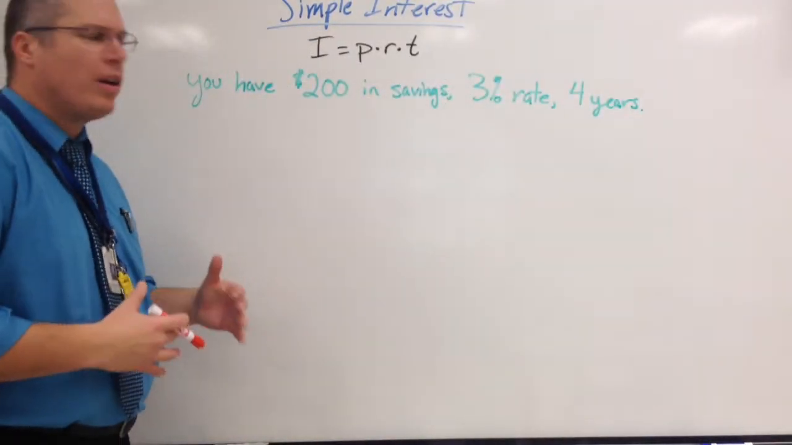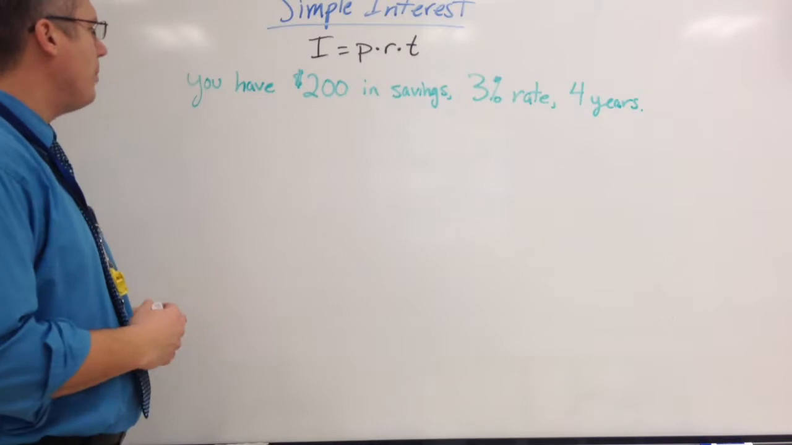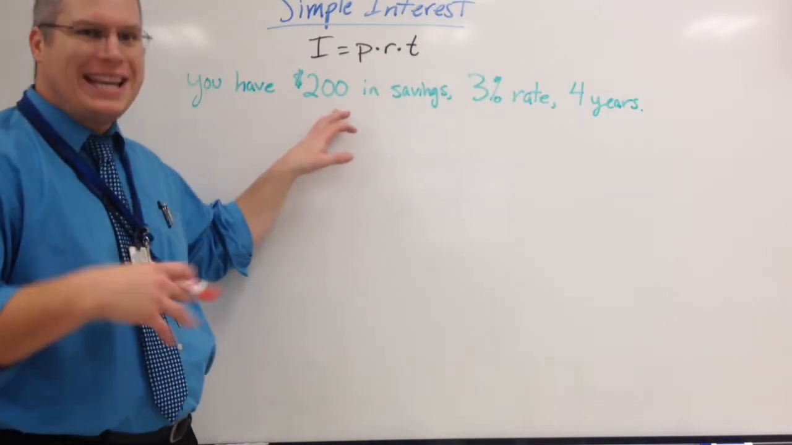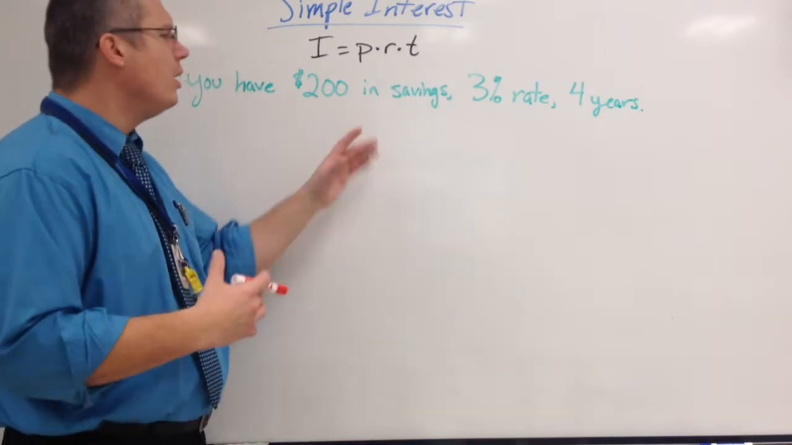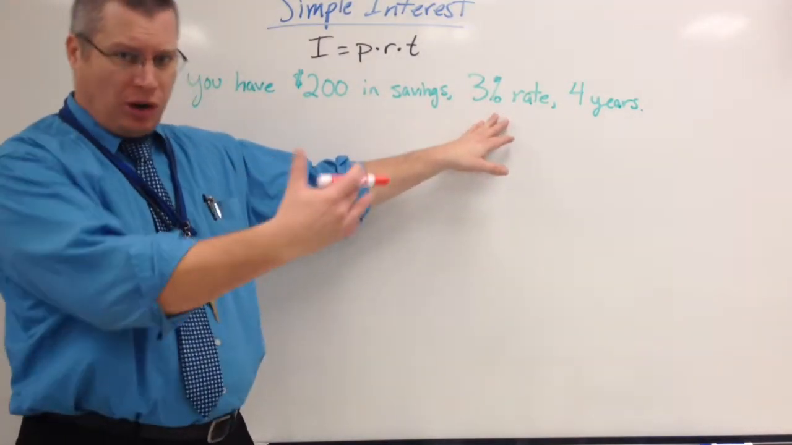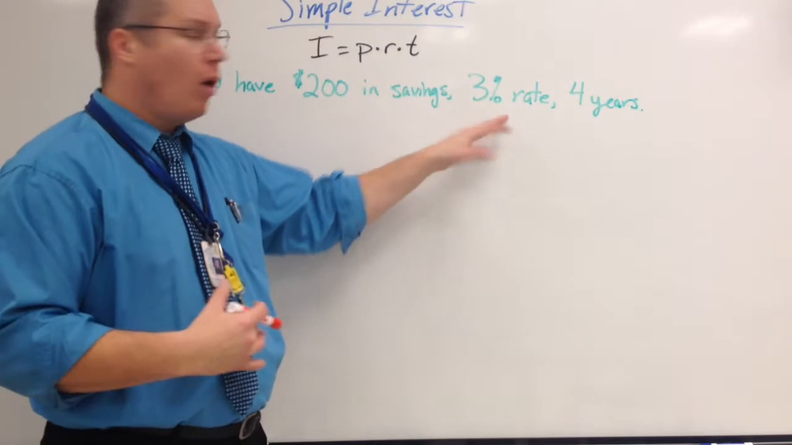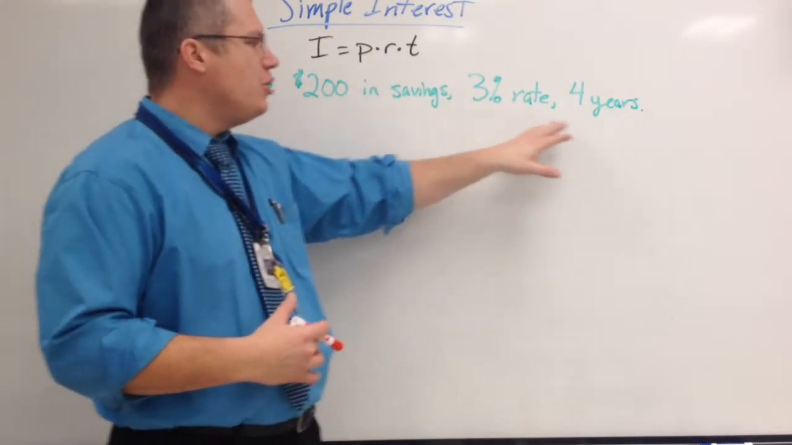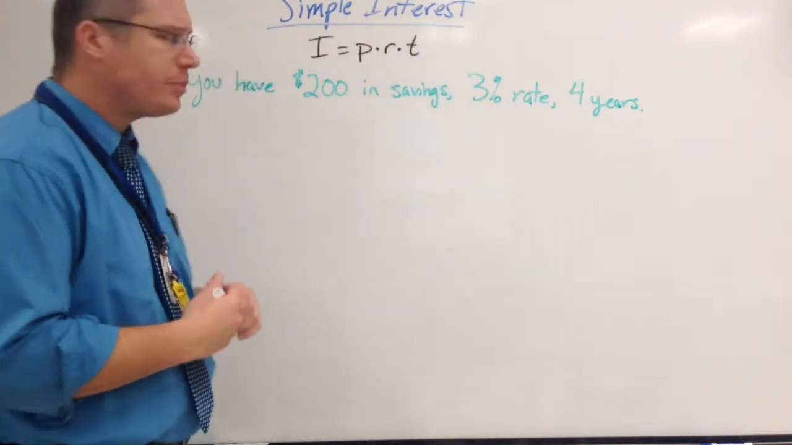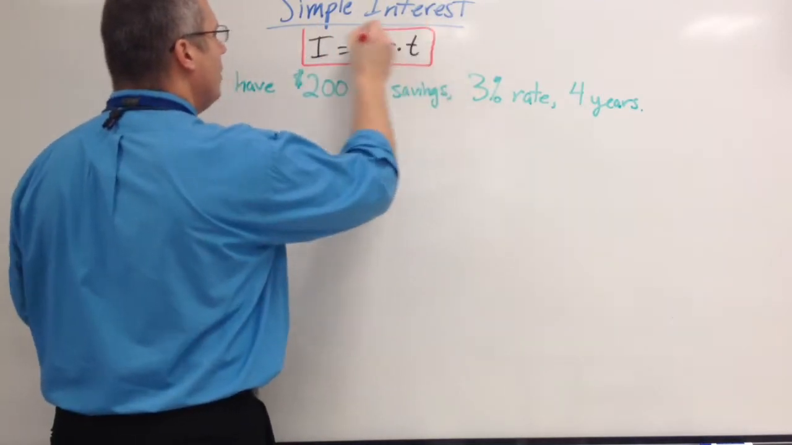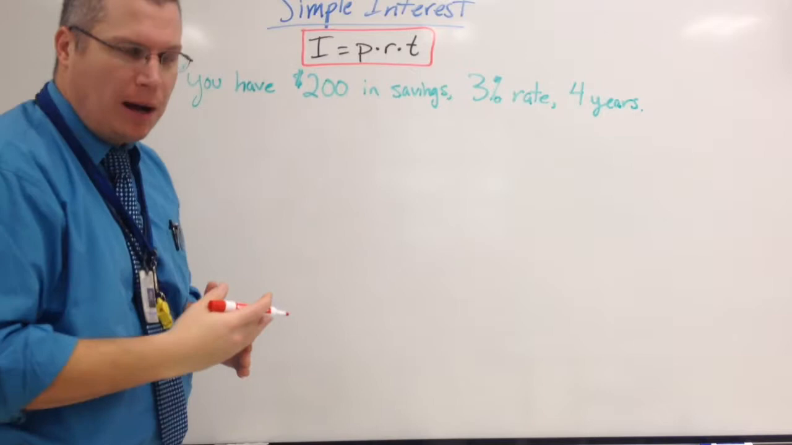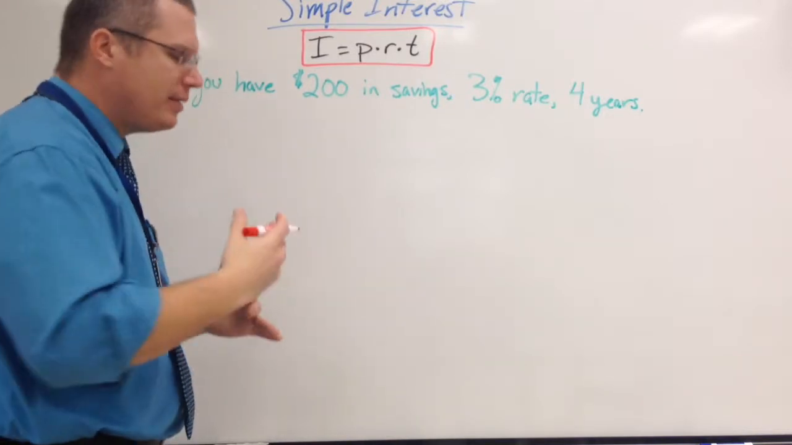So we're going to look at 3 examples. Let's look at the first example. You have $200 in savings. So I go to the bank with $200, say I would like a savings account. They offer a 3% return rate on the amount that you put in, and you want to keep it in for 4 years. So I'm going to use my formula, which is the interest amount equals principal, my money amount, times rate times time.